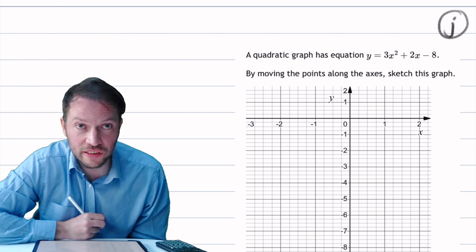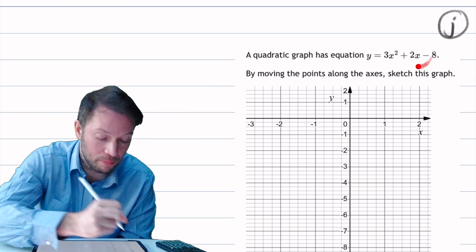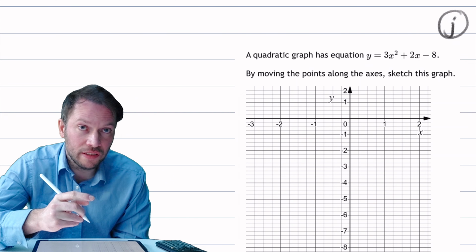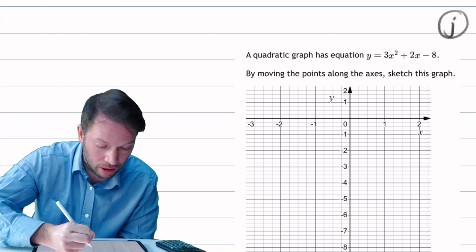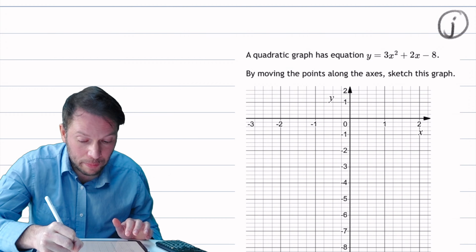Hi, in this video we're going to sketch a quadratic graph where it's in expanded form, so we don't already have brackets here. The way we can do this is to find where this graph cuts the x-axis and cuts the y-axis. First, let's think about the shape.